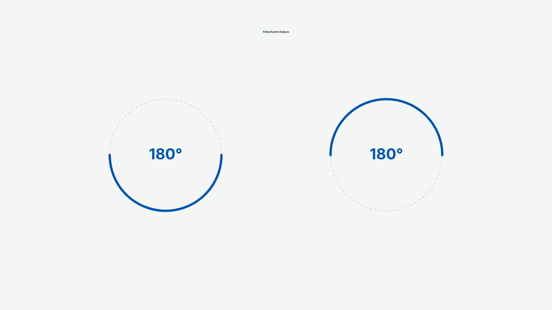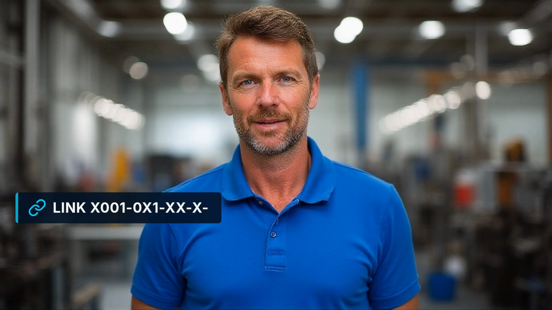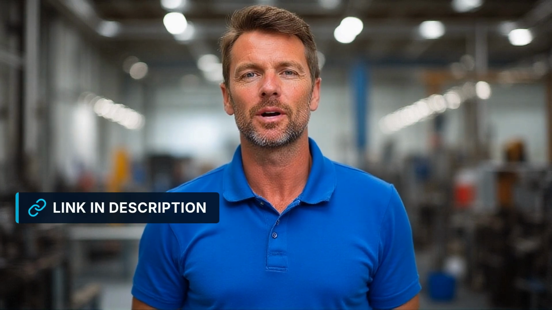Both the driver wrap angle and driven wrap angle are 180.0 degrees, indicating the belt contacts exactly half of each pulley's circumference. This calculator eliminates manual calculations and ensures accurate belt drive design.